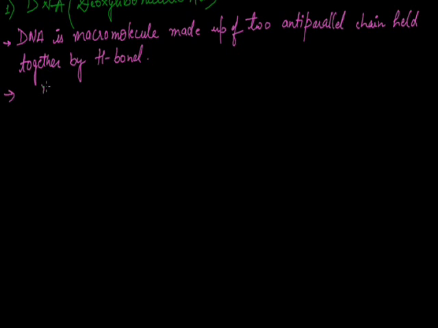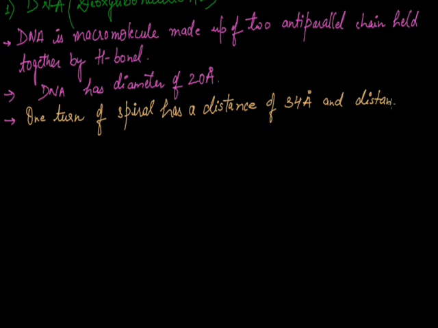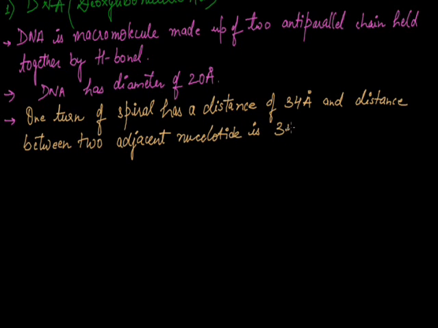DNA has a diameter of 20 angstrom. One turn of the spiral has a distance of 34 angstrom, and the distance between two adjacent nucleotides is 3.4 angstrom, as there are 10 base pairs in a turn.